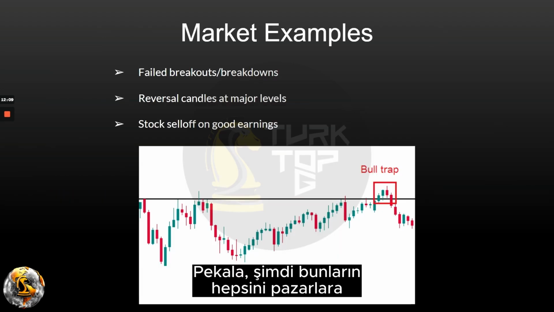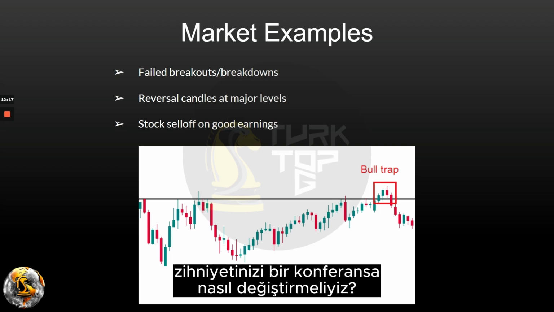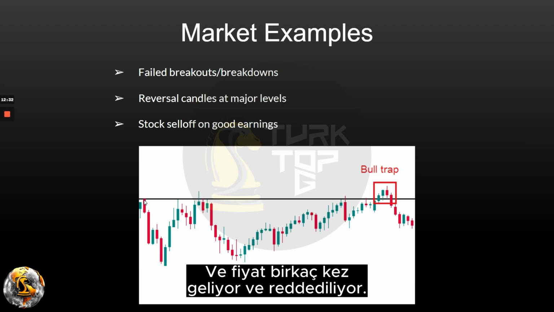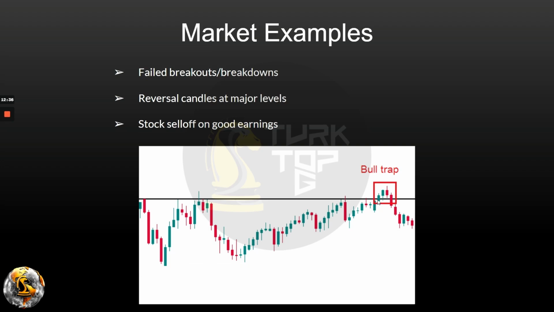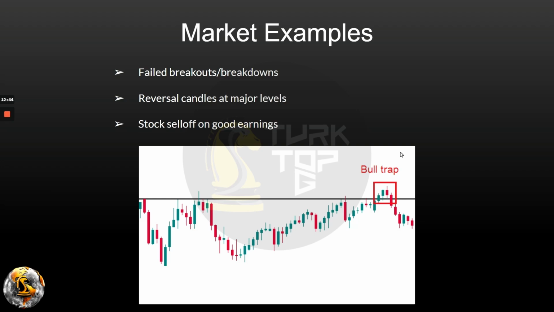All right, now let's get all of this back to the markets and connect the pieces together. Where does conditional probability come into play, and how should we change our mindset to account for it? The clear-cut example is failed breakouts and breakdowns. Let's say this is a solid resistance, and price has been coming and getting rejected a bunch of times. So once price breaks out of it, our probability of being bullish, of additional price increase, is high.